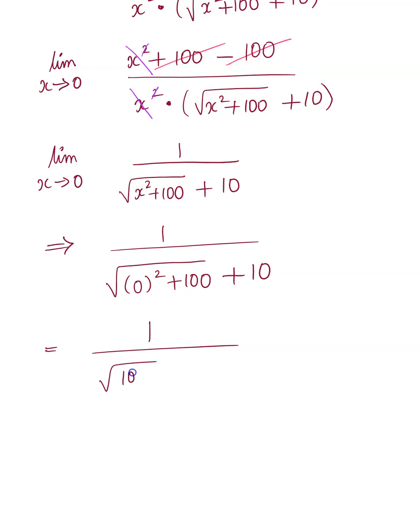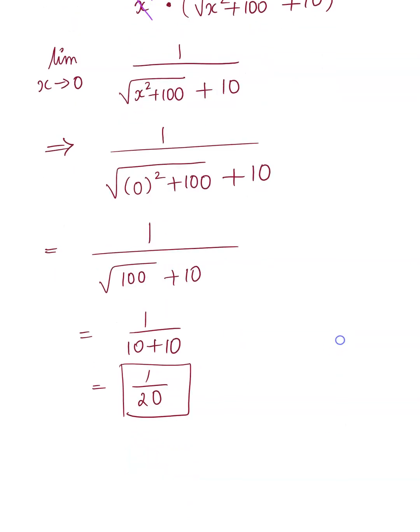All right, so that's going to be 0 plus 100, which is square root of 100 plus 10, which is 1 over 10 plus 10, which is 1 over 20. Look at that. That looks beautiful. When we did plugins directly, we got a 0 over 0, but when we took care of it algebraically, appropriately, in a valid manner, we now get a nice value, 1 over 20.